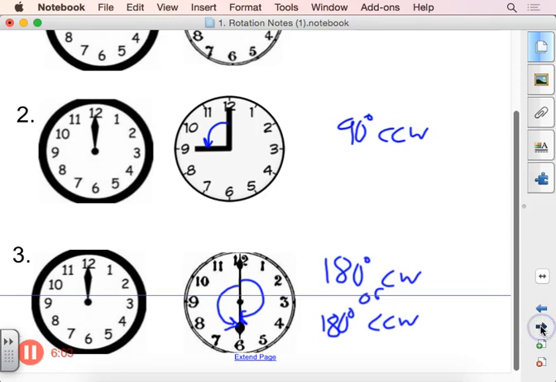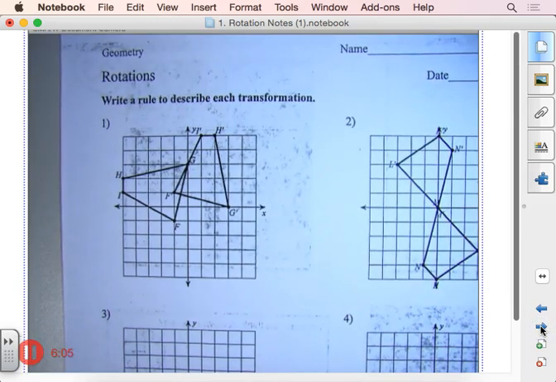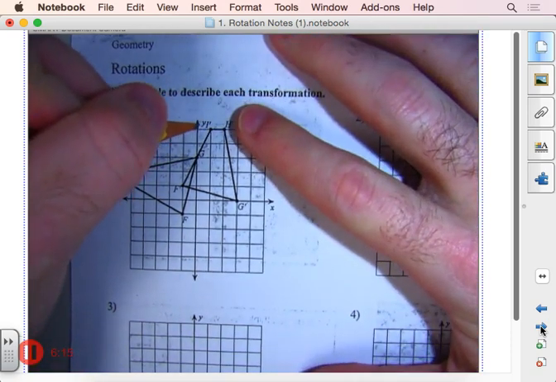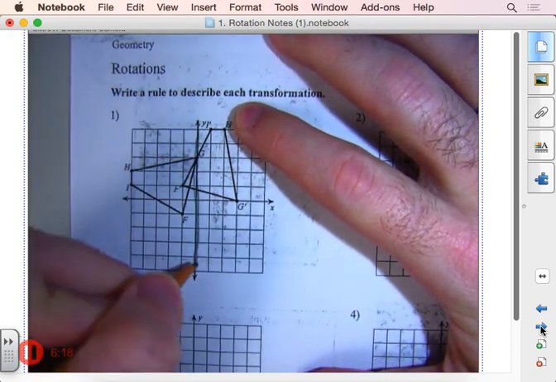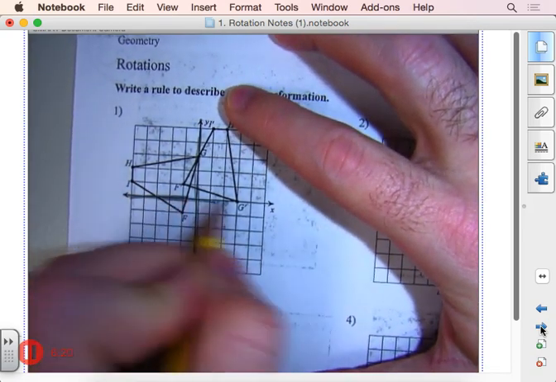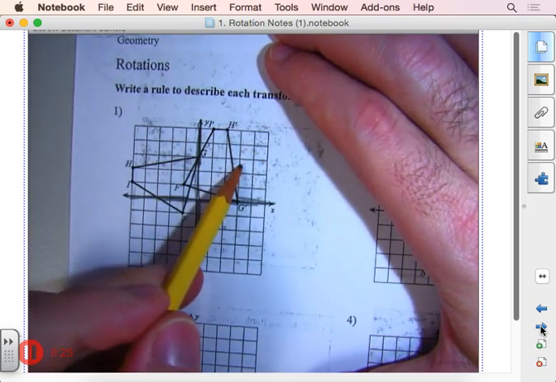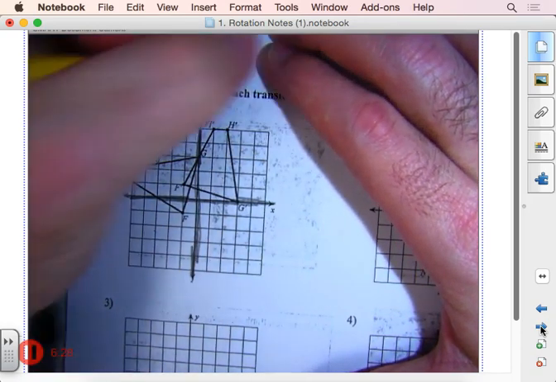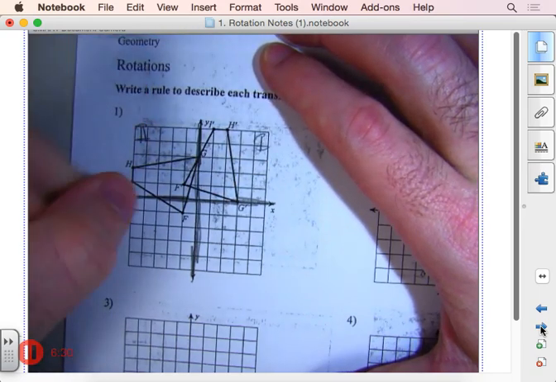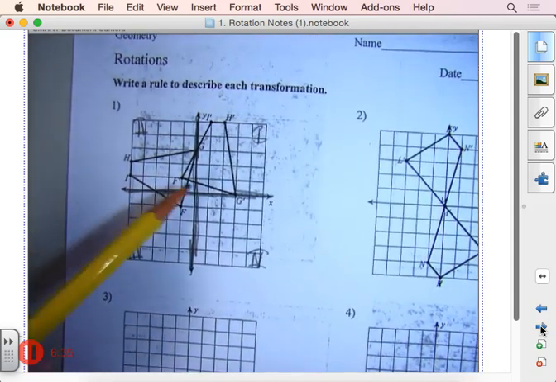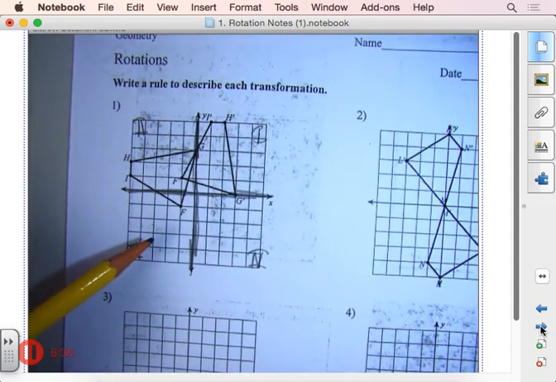Let's look at doing some of these on paper with actual shapes on the graph. So for this first one, what you want to look for is how many quadrants the points moved. We know we've got our graph divided into 4 quadrants, right? So if we highlight our axis here, you can see you've got quadrant 1, 2, 3, and 4. If we think about how many quadrants our shapes move, that will tell us how many degrees it went. Each quadrant represents 90 degrees.